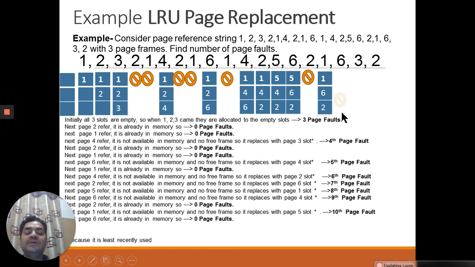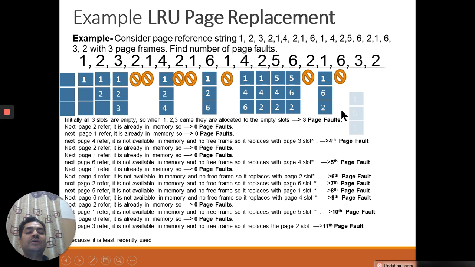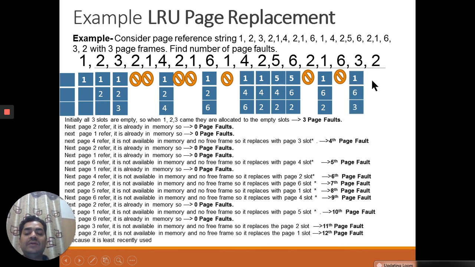Next, 6 is already in the memory, no page fault. 3 is not in the memory, so 6 and 1 are recently used, 2 is not recently used, so it goes out, giving 1, 6, 3. Next, 2 is referred, it is not in the memory, so it will replace 1, since 6 and 3 are recently used. So there are 12 page faults.